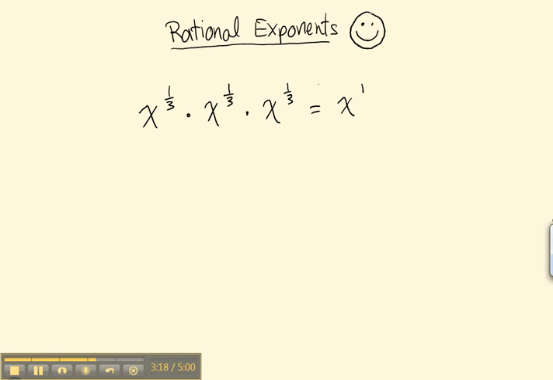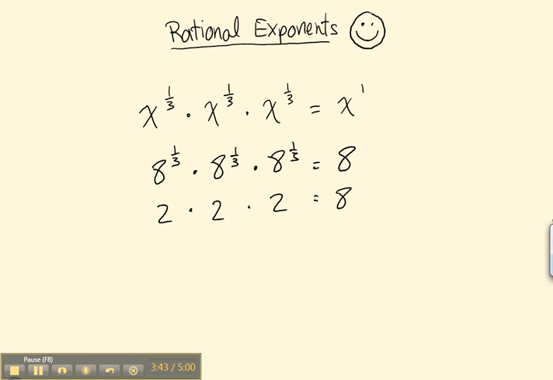Let's use some real numbers here to demonstrate that. Okay, so 8 to the power of 1/3 times 8 to the power of 1/3 times 8 to the power of 1/3 equals 8, 8 to the power of 1. So what does 8 to the power of 1/3 mean? Well, it must mean that whatever number you multiply by itself 3 times, so x times x times x, has to equal 8. In other words, it has to be 2. Which means then that an exponent of 1/3 doesn't mean the square root, it means the cube root.